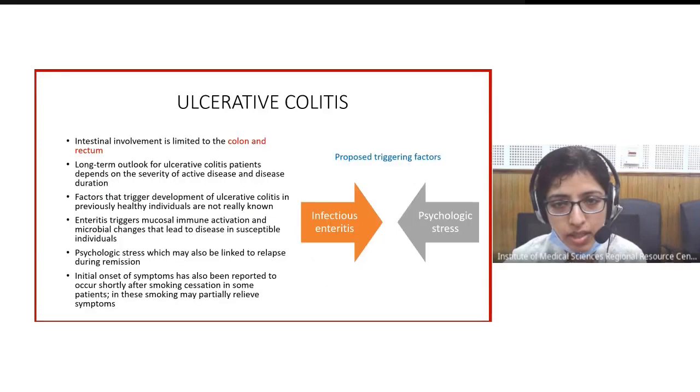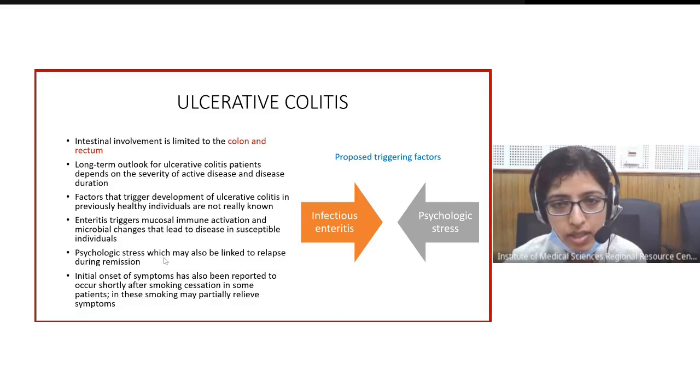Okay, right. Now we begin the second topic, ulcerative colitis, which is the second component of inflammatory bowel disease. It is limited to the colon and rectum, and the long-term outlook, again, depends on the severity of active disease and the duration of the disease. Factors that trigger development of ulcerative colitis in previously healthy individuals are not really known. Whenever there is inflammation, even due to some infectious etiology, it triggers mucosal immune activation and microbial changes that lead to disease in susceptible individuals.